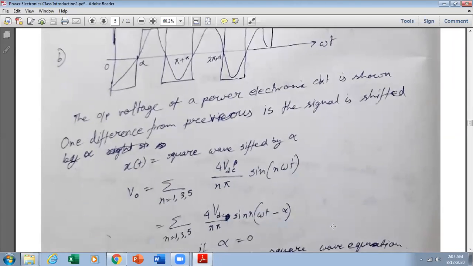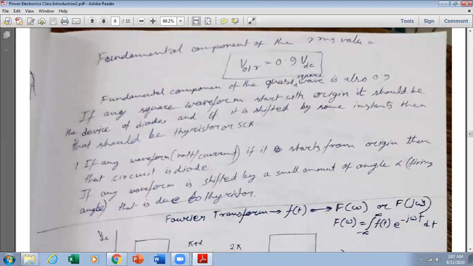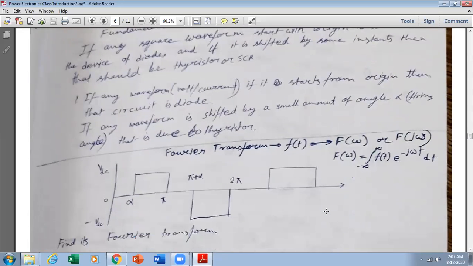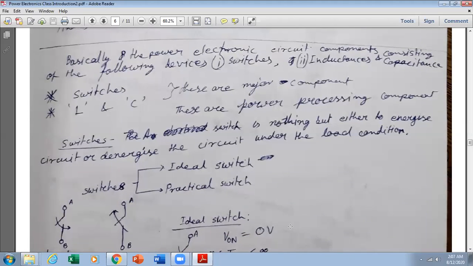Next, today what we will discuss is the electronic circuit. Fourier transformation we have done, and now we will discuss basic power electronic circuits. Basically, the power electronic circuit components consist of switch, inductance, capacitance, and resistances, which we have already mentioned in the previous classes also. Now, the switch. What is actually a switch, that we will discuss today.